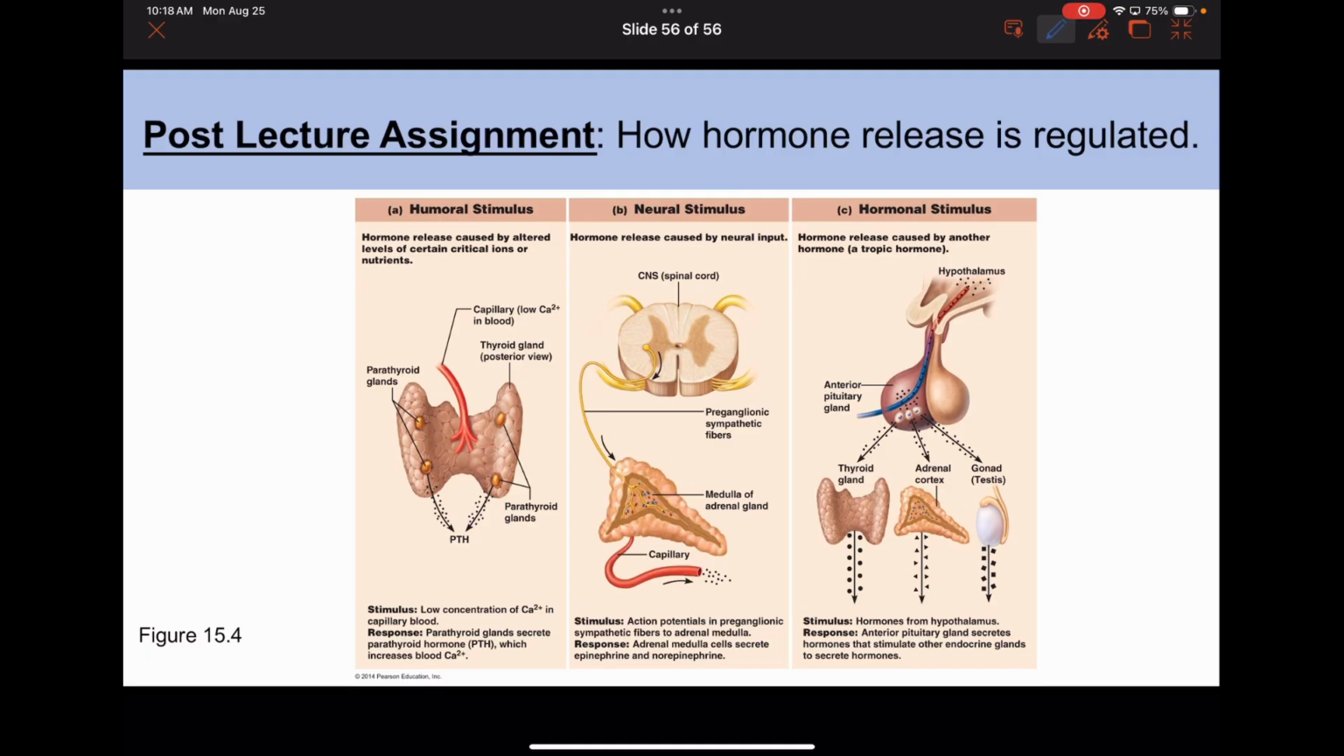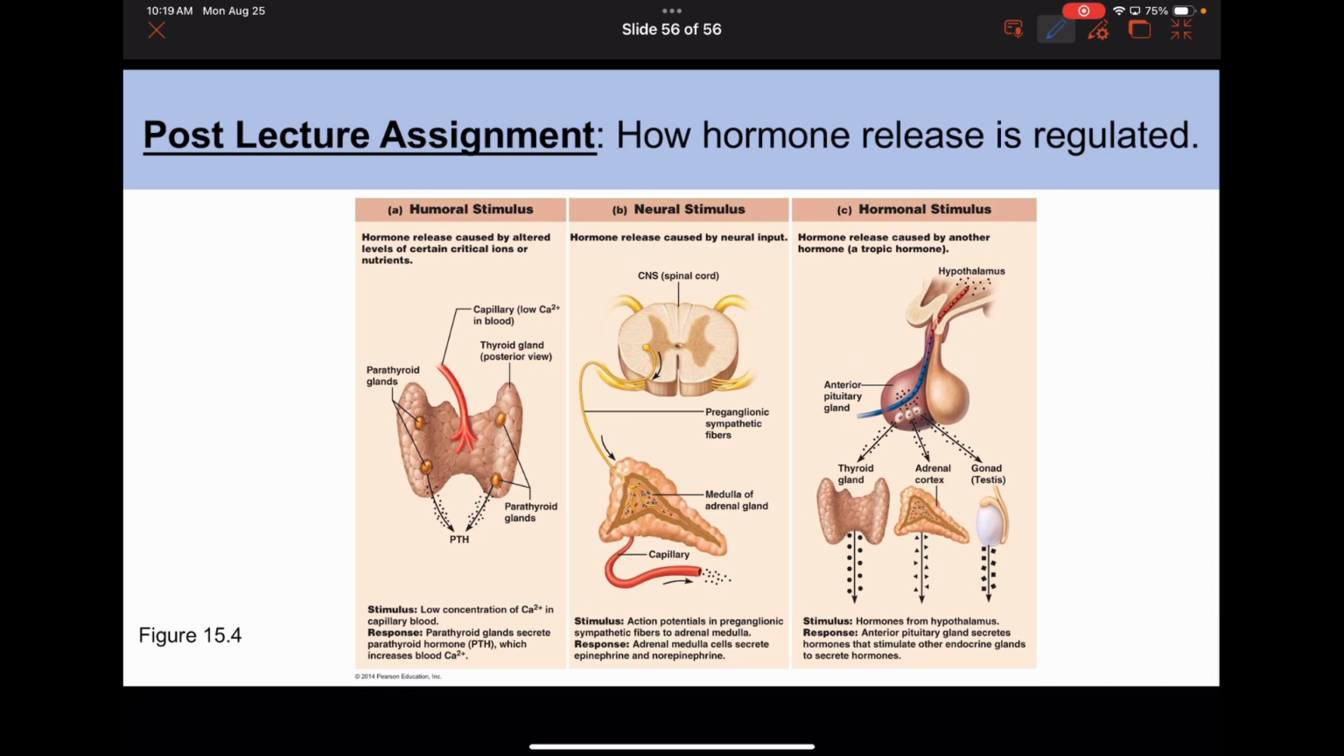Hormonal stimulus is when a hormone tells another hormone to be released. That's going to be what we talk about a lot on Thursday. We have something called growth hormone releasing hormone. So that gets released before growth hormone can get released. Thyroid releasing hormone is released before thyroid stimulating hormone can be released, and then thyroid hormone can be released. We'll talk about all those pathways. But that's when a hormone controls the release of the next hormone. It's like a hormone sequence.